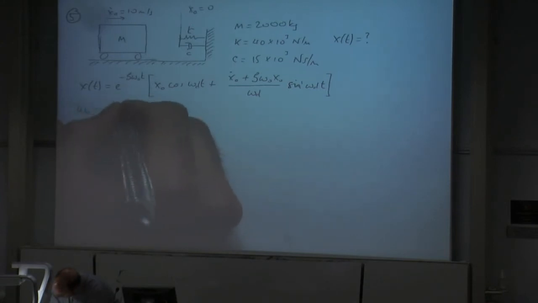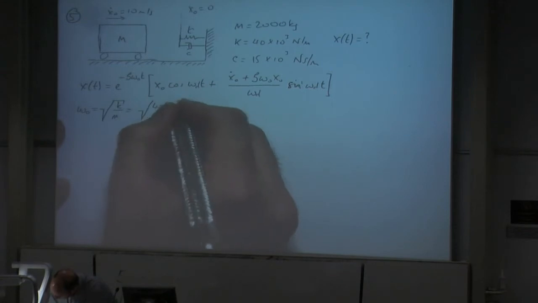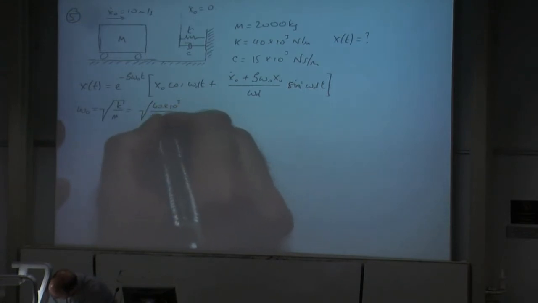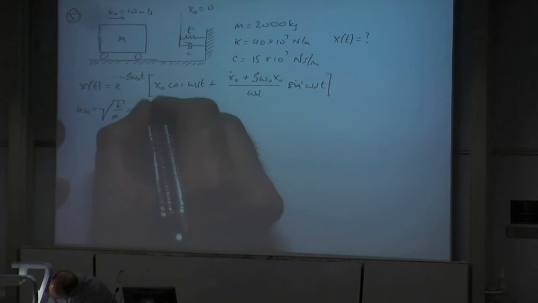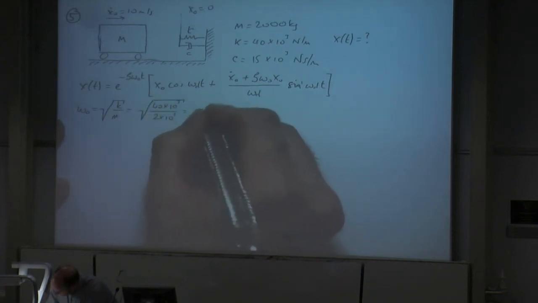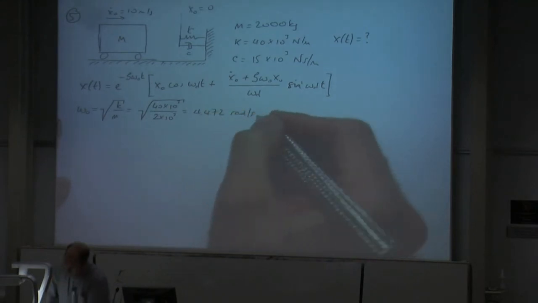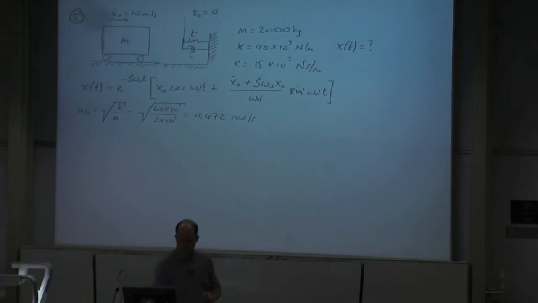Omega naught is the square root of k divided by m. And that comes out as the square root of 40 times 10 to the 3 divided by 2 times 10 to the 3, which is 4.472 radians per second.